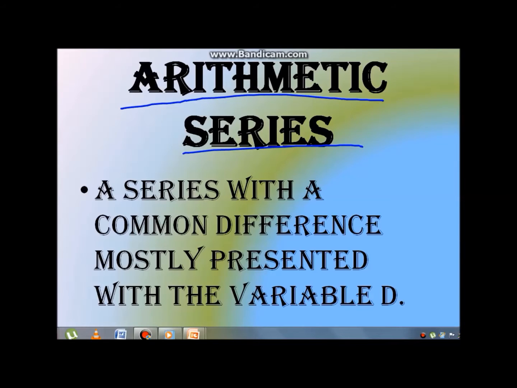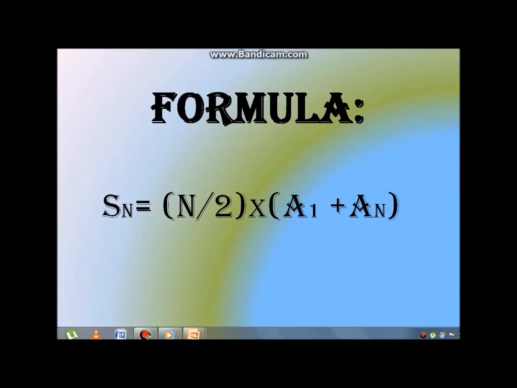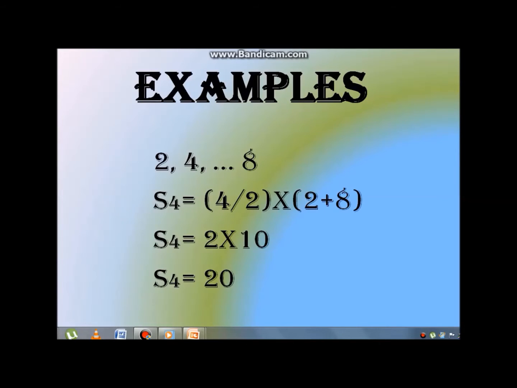An arithmetic series is a series with a common difference, mostly presented with the variable d. The lowercase d is used in formulas rather than the uppercase D. Here you can see the formula of the arithmetic series. It is S sub n, where n represents the number of terms. The a sub 1 represents the first term, and a sub n refers to the nth term. So the formula is S sub n is equal to n over 2 times the quantity of a sub 1 plus a sub n. Let me give you an example.